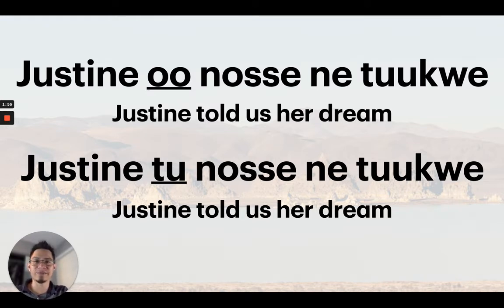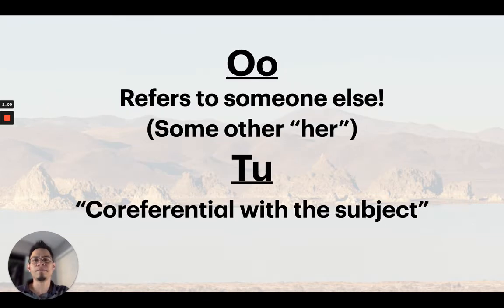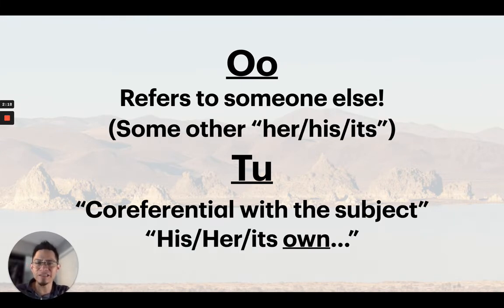What is the difference between these two sentences? Well, first, that first u pronoun refers to someone else. It refers to some other her. Okay, someone else, some other her. Whereas t is co-referential with the subject. What the heck does that mean? It basically means it is his or her own. His or her own, or its own.